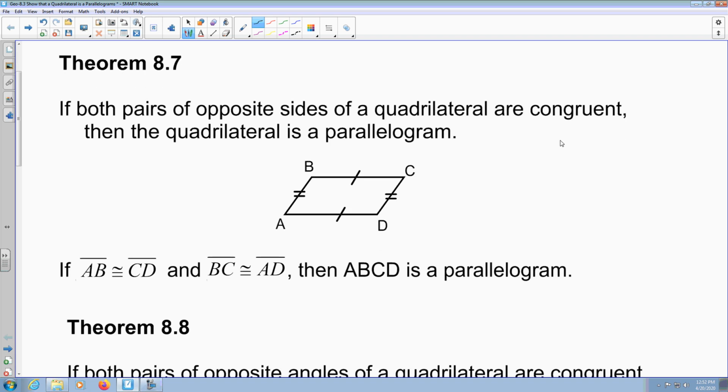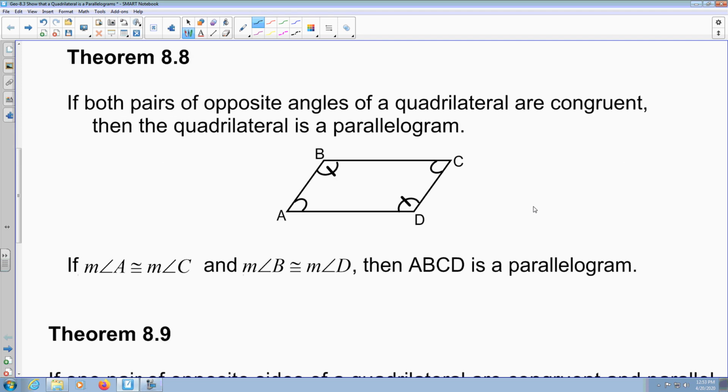So first off, we're looking at the first theorem here. We're talking about more characteristics of parallelograms. The conditional statement states that if both pairs of opposite sides of a quadrilateral are congruent, then the quadrilateral is a parallelogram. So basically what that means is if they're congruent, that also means that they are parallel. So that gives us the distinction there. We have our if-then statement written here. They're saying that if AB is congruent to CD and BC is congruent to AD, then ABCD is a parallelogram.